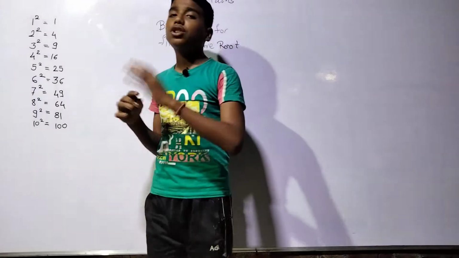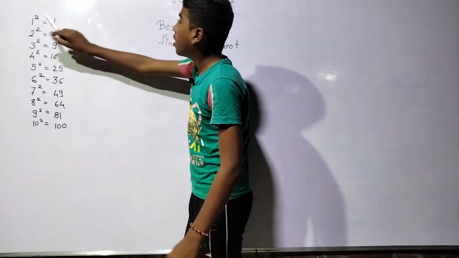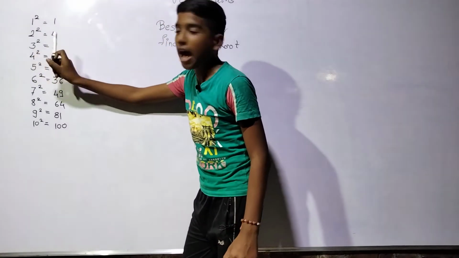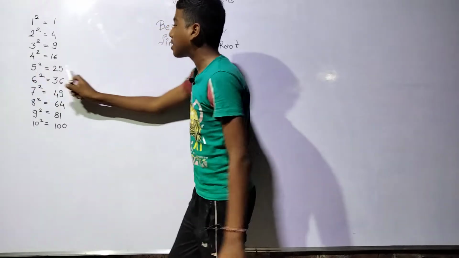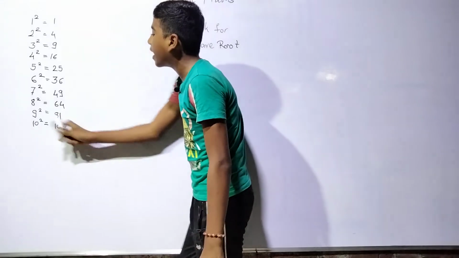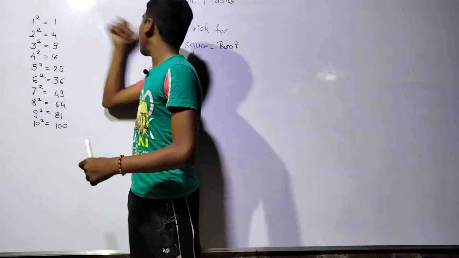First you have to remember the squares of 1 to 10. 1 square is 1, 2 square is 4, 3 square is 9, 4 square is 16, 5 square is 25, 6 square is 36, 7 square is 49, 8 square is 64, 9 square is 81 and 10 square is 100. So we are learning this trick in this way.